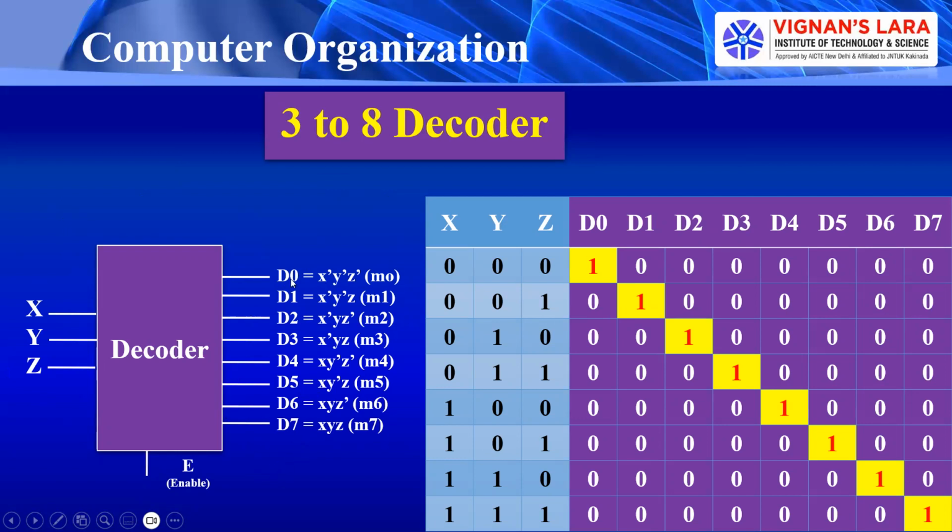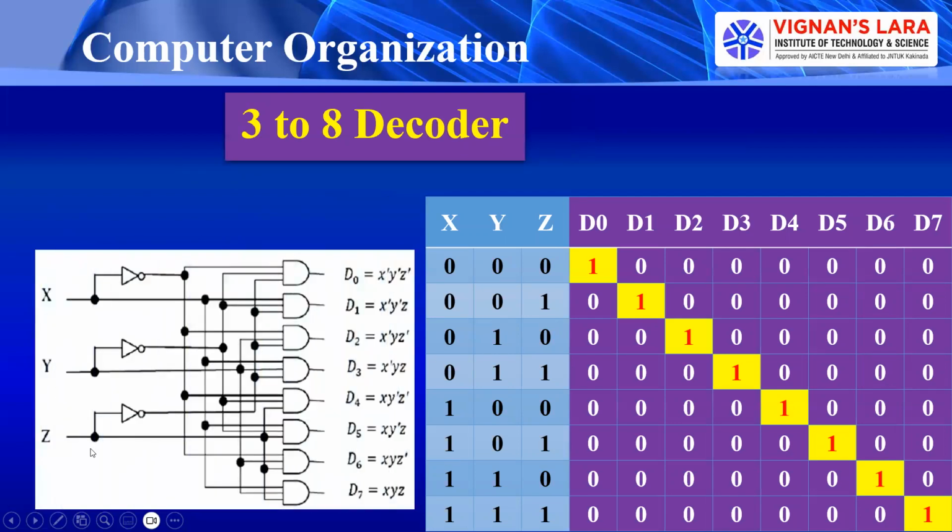If you write the selected output value as 1, that corresponds to the min term. So D0 is equivalent to X bar, Y bar, Z bar, that is M0. D1 is equivalent to X bar, Y bar, Z, that is M1. And similarly, D7 is equal to XYZ, that means M7.